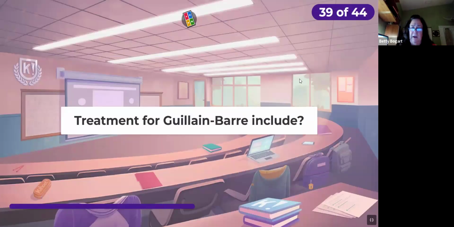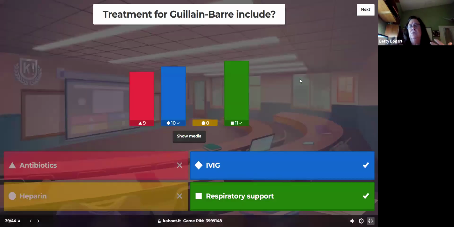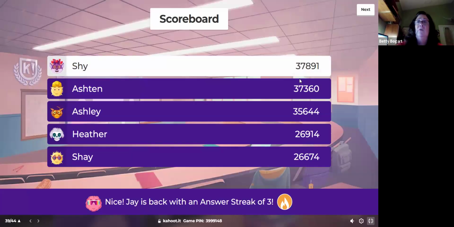Treatment for Guillain-Barré includes... Remember, Guillain-Barré was caused by an upper respiratory infection, they say, maybe a month before, around there. Guillain-Barré is that neuritis where the nerves just stop working. It is due to a virus. It's not due to bacteria. So no antibiotics. Treatment, IVIG, respiratory, and maybe steroids, okay? No antibiotics. And then having them on a ventilator and good respiratory care.